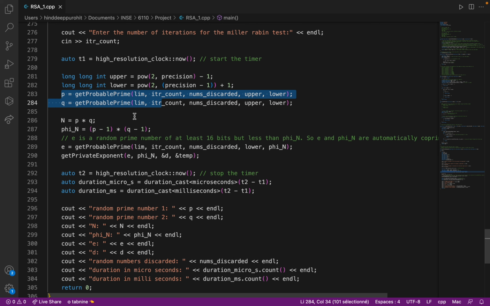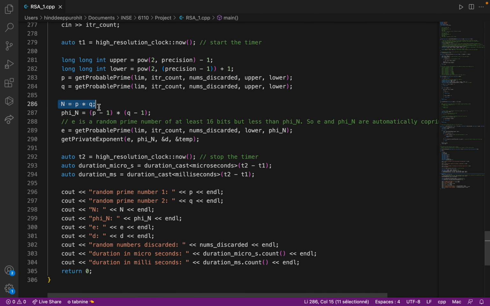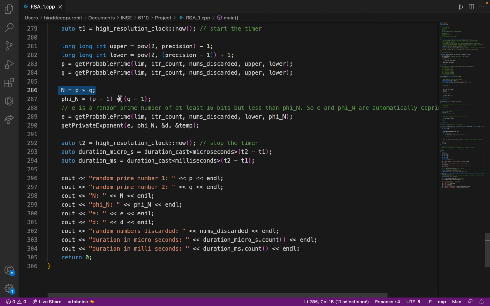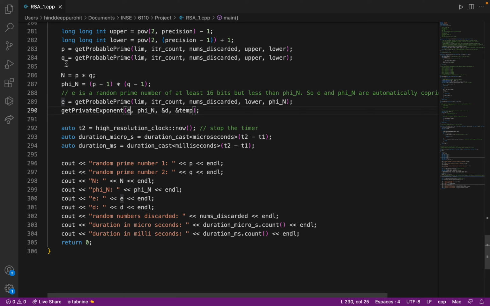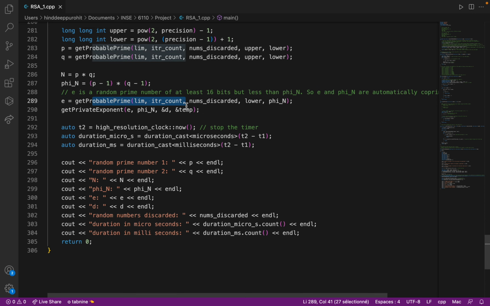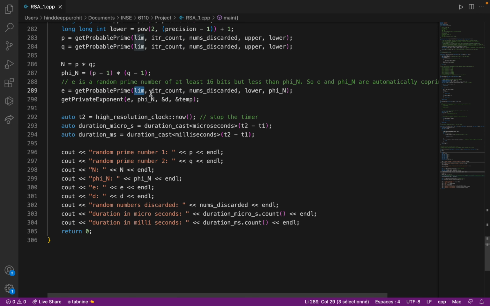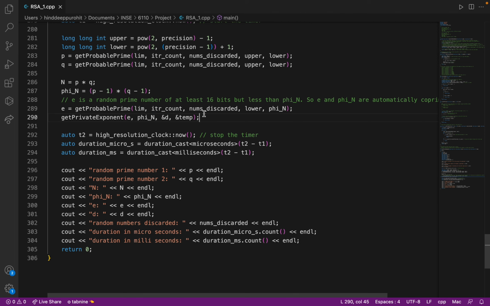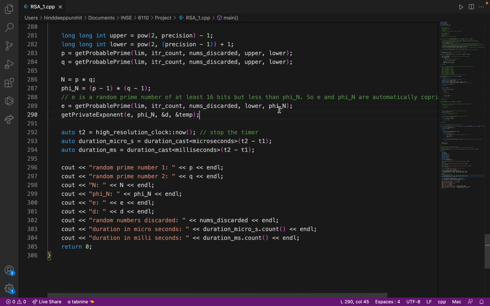Once we have P and Q ready, we can calculate N by multiplying the values of P and Q. And then phi n is nothing but the multiplication of P minus 1 and Q minus 1. Similar to the generation of P and Q, we can calculate E, the value of E, using a similar method. We need to pass the limit and the iteration count for the Miller-Rabin algorithm. The numbers discarded is not a necessity. I'm just using it to find out the efficiency of my algorithm. Then this is just the upper and the lower limit, and phi n.